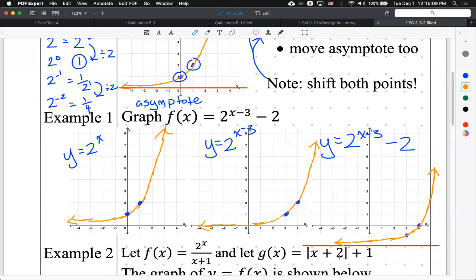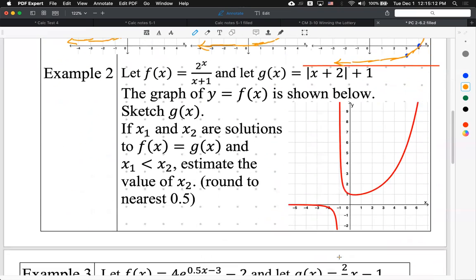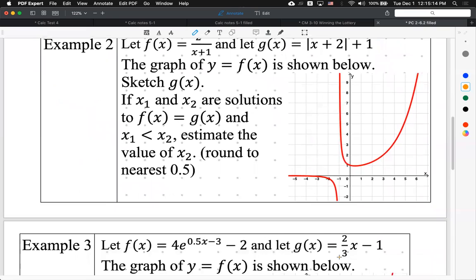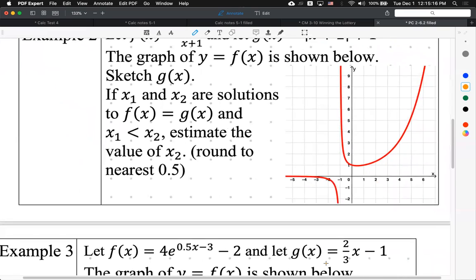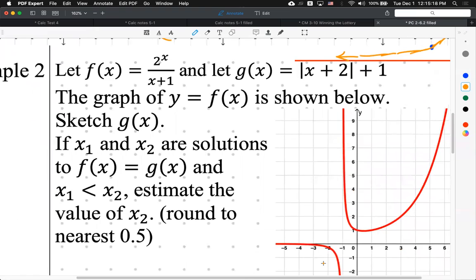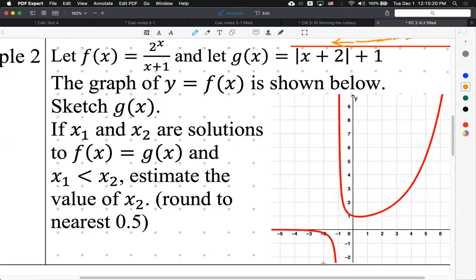Yeah. All right, example number 2. And this is the version that Khan Academy has too. So let me zoom in here so we can see what we're talking about. We're going to say f of x is equal to 2 to the power of x all over x plus 1. That is a disgustingly gross problem. I don't even know how I would start graphing this. I would try to find maybe some zeros, but it's hard.